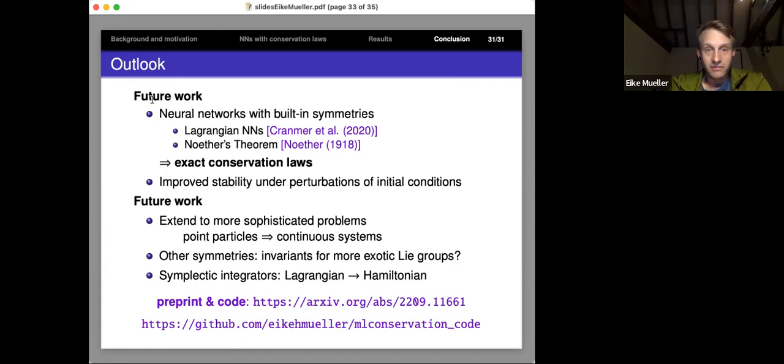The other thing I haven't really looked at is symplectic integrators. I haven't looked at energy conservation here, so that's something that you might want to do. You might want to look at this whole thing in a Hamiltonian framework where you can preserve energy as well. There's a preprint and there's some code if you want to look at the details. So yeah, that's it.